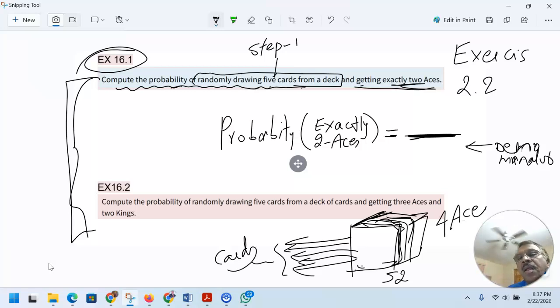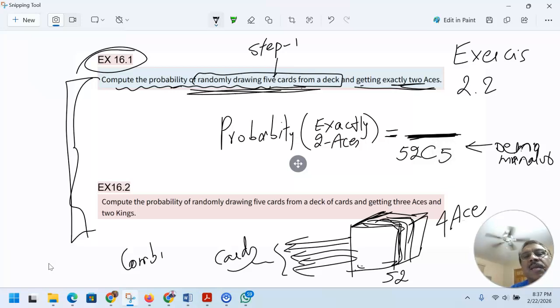Randomly 5 cards. That means we have to use the combination. And what is that combination? You put a C, from 52 cards you are picking 5 cards. So that's the denominator. So this is the first step. That's why I say step number one is where you first figure out only the bottom number.